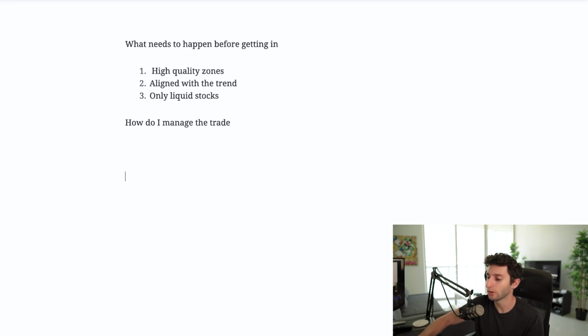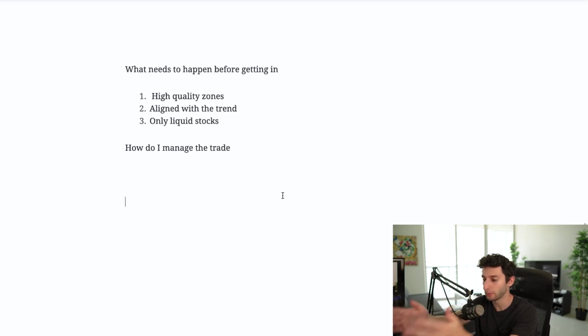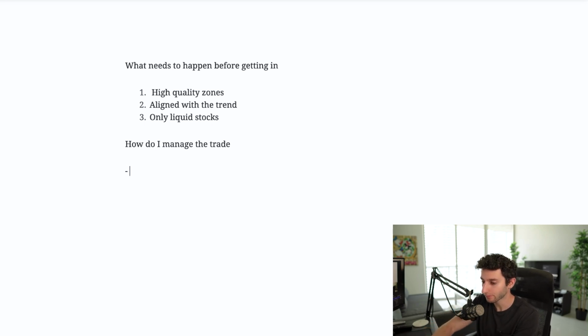So now when you go to take a trade, you have a simple checklist. You can say, okay, is this a high quality zone that I'm trading? Is it aligned with the trend? And is it a very liquid stock? If the answer is yes, then I'm good to go ahead and take the trade. And then same thing with managing the trade. Where is your stop loss going to be? You should always have a stop loss and a target on every single trade.